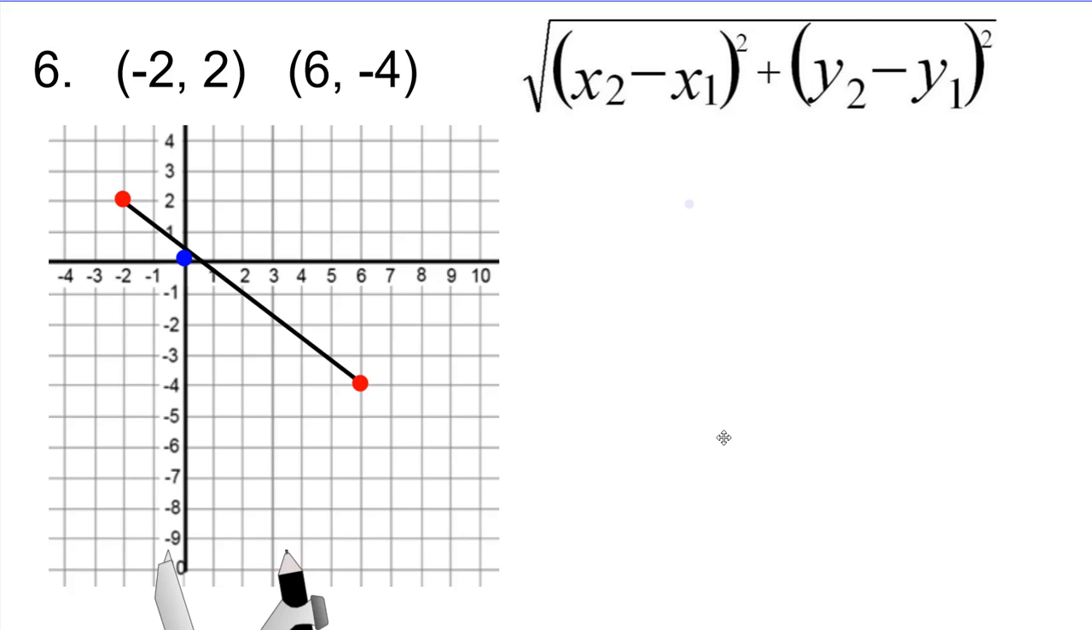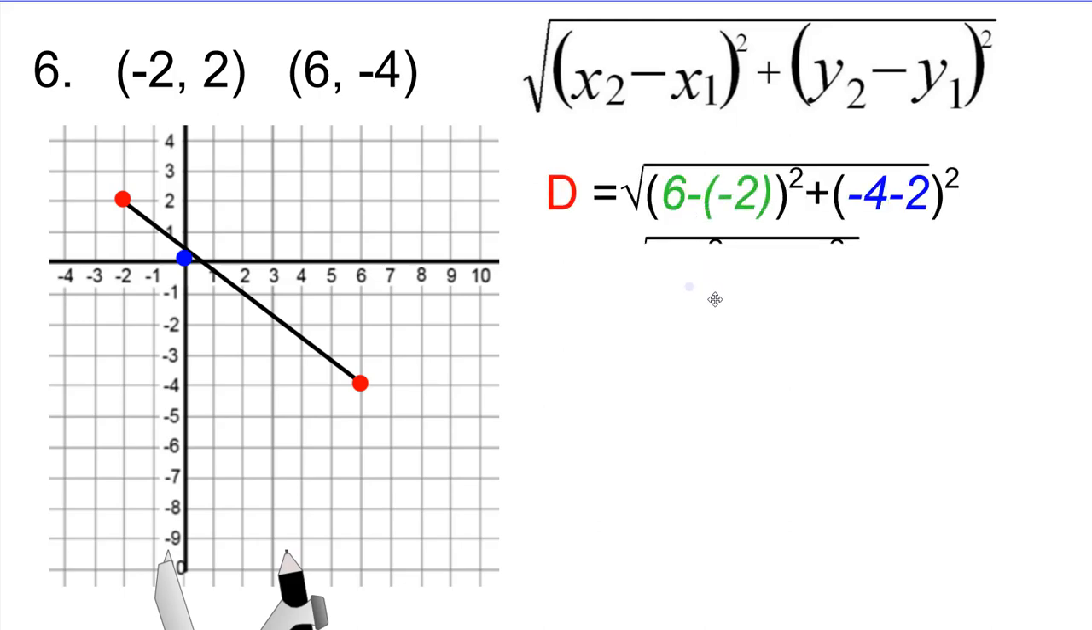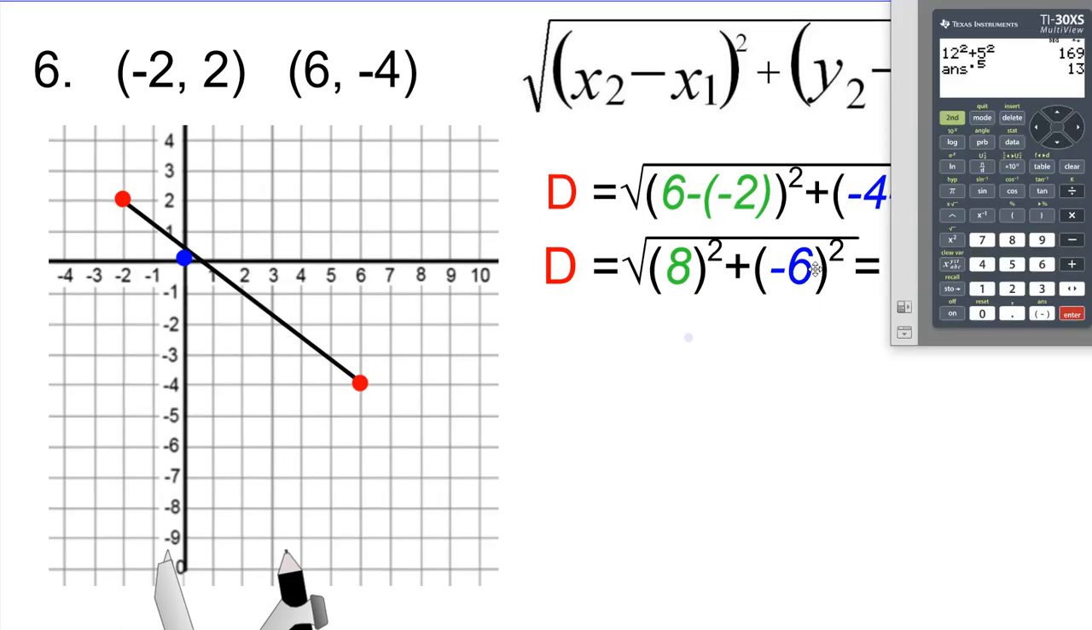All right, number 6, we're going from (-2, 2) to (6, -4). So we can do x2 minus x1 and y2 minus y1. So 6 minus the -2 and -4 minus +2. So 6 minus the -2 is going to be +8. And then -4 minus 2 is -6. When we square those, remember when we put this in the calculator, we have to put it in parentheses. Or if you want, you can just do the absolute value of that.